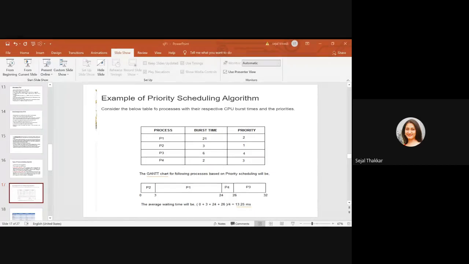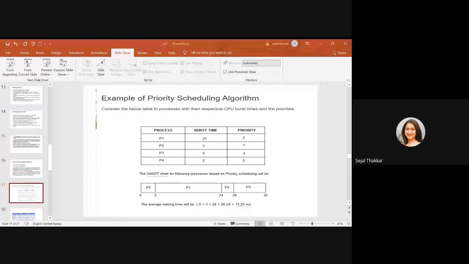In the same way you need to calculate the waiting time. Now TAT you have is 24 for process 1. Burst time given here for P1 is 21. So 24 minus 21 is equal to 3. For P2, 3 is the turnaround time minus 3 is the burst time given to you. So it will be 0, because P2 has not waited, it got started.